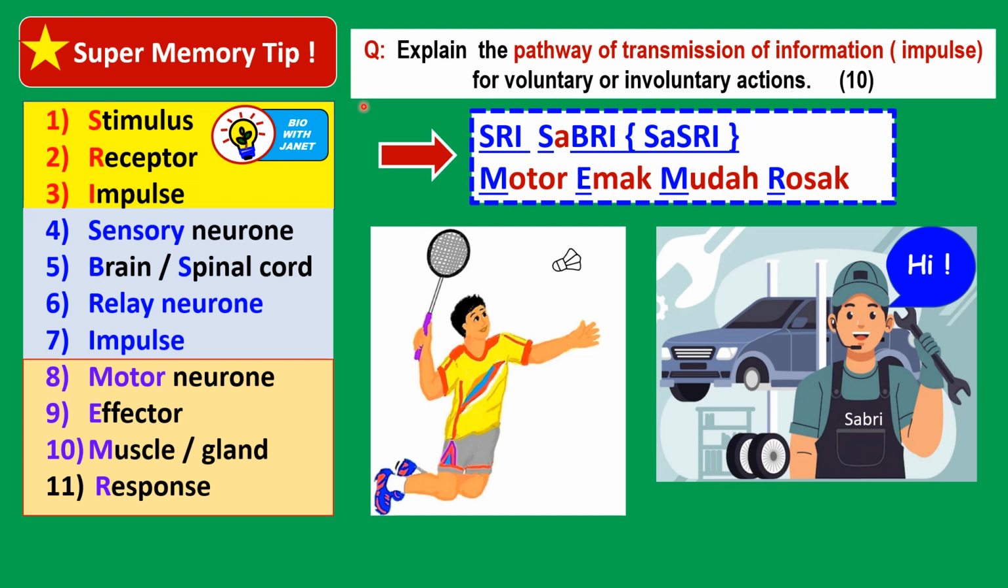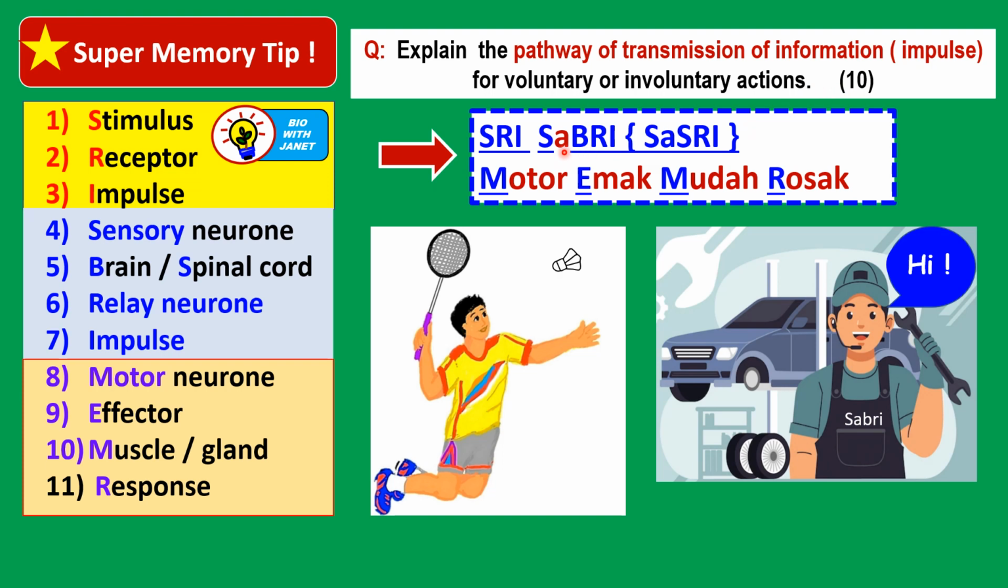So right away, I'm going to give you the super memory tip that you can use to explain the pathway of transmission of information or impulses for voluntary or involuntary actions. This is part of the learning standard and also is important for essay and structured questions, right? So as we know, we have about 7 or 8 components. Okay, here there are about 11 components that you have to remember when you are going to explain the pathway of transmission of information for either voluntary actions or involuntary actions.